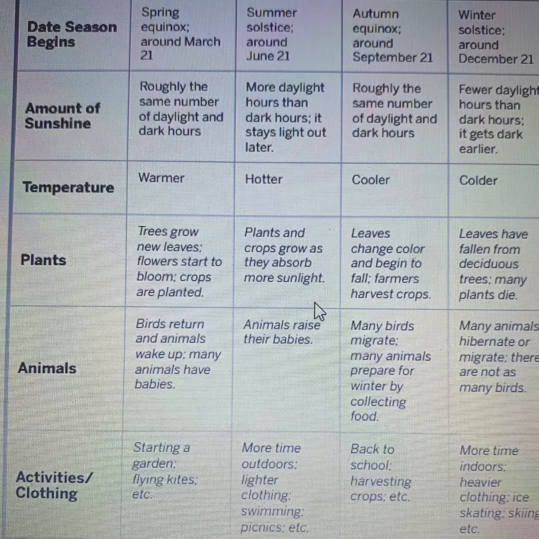If we look at the chart that we made before about the northern seasons and we look at the section called plants, we can be reminded about how trees are affected by the seasons. In the spring, trees grow new leaves. In the summer, trees grow as they absorb more sunlight. In the fall, leaves change color and begin to fall. And in winter, with no leaves, trees live off the energy in the roots.